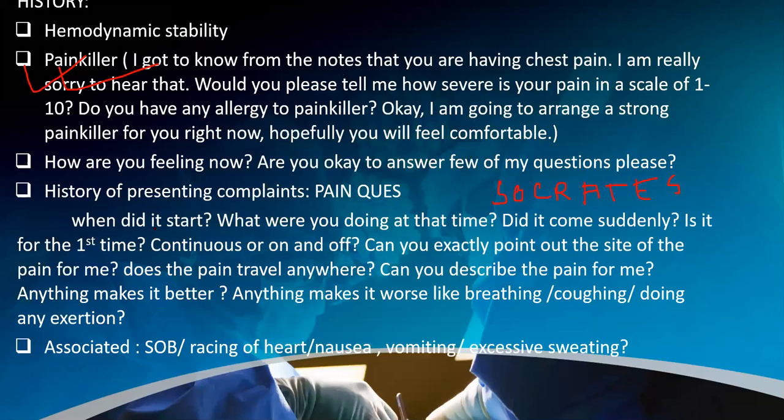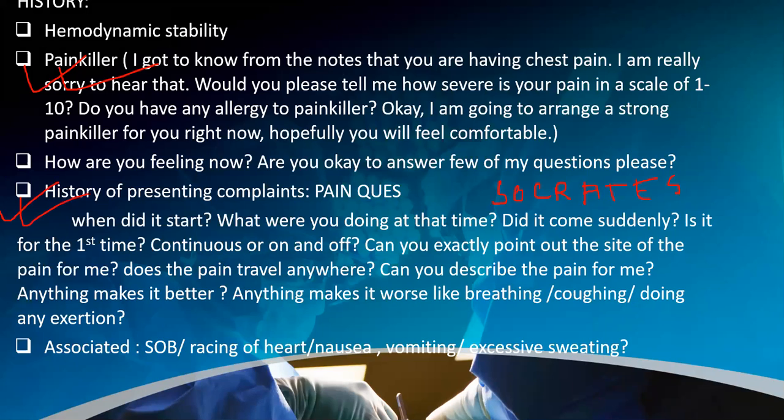So now go to here, you will say, when did it start? What exactly were you doing at that time? Did it start suddenly? Is it your first time? Is the chest pain continuous or on and off? Can you exactly point out where is the pain? Does the pain go to anywhere? Can you describe how the pain feels like? Anything makes it better, anything makes it worse.